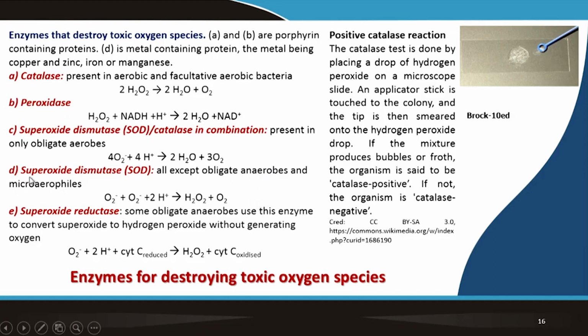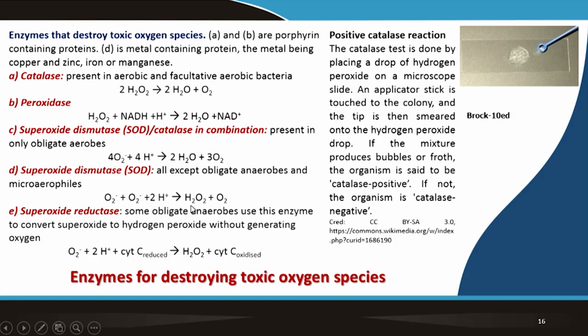It is, let me rephrase that. Superoxide dismutase is common to all bacteria except obligate anaerobes and microaerophilic bacteria. So you have two molecules of superoxide plus 2 protons, which will result in hydrogen peroxide and molecular oxygen. And the last one is superoxide reductase.